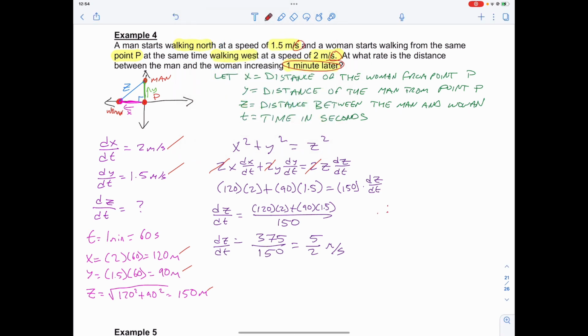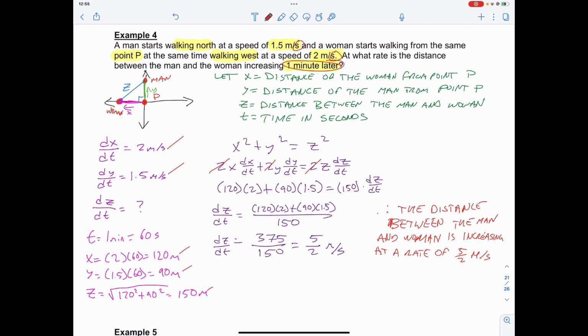Therefore, the distance between the man and woman is increasing at a rate of 5 over 2 meters per second when they are 1 minute from point P.